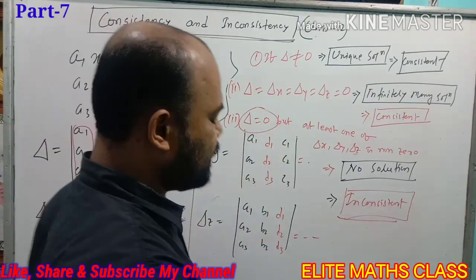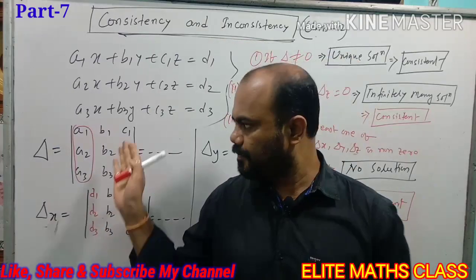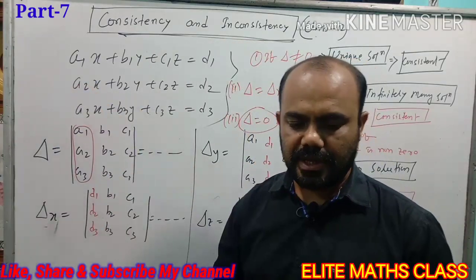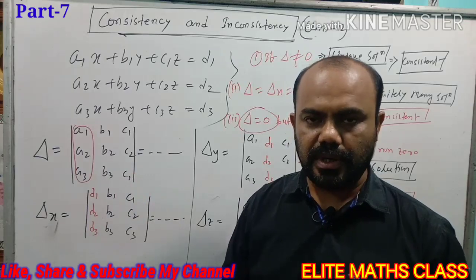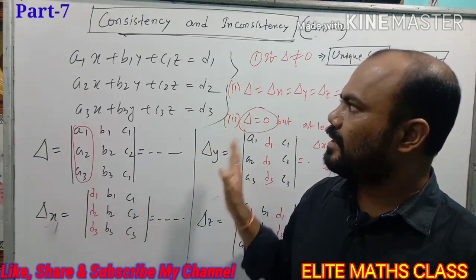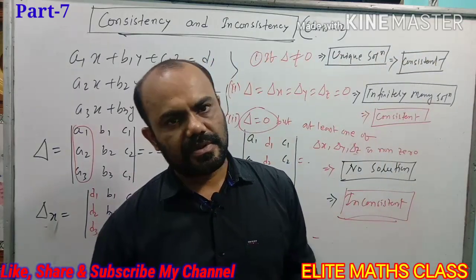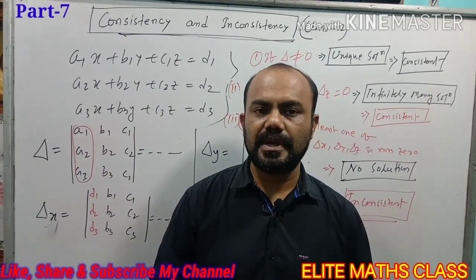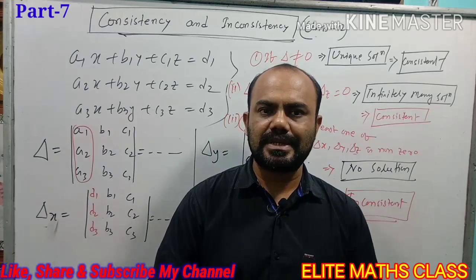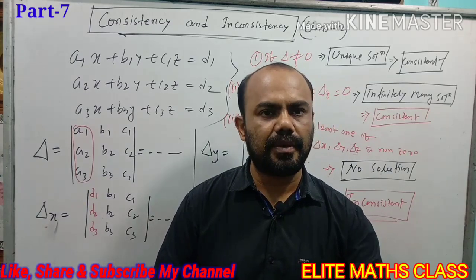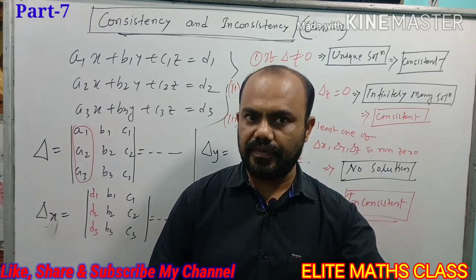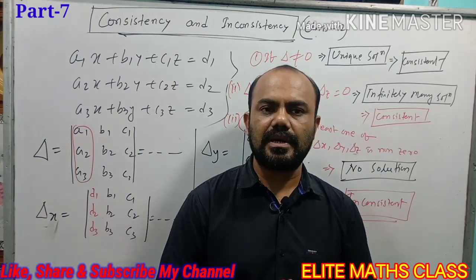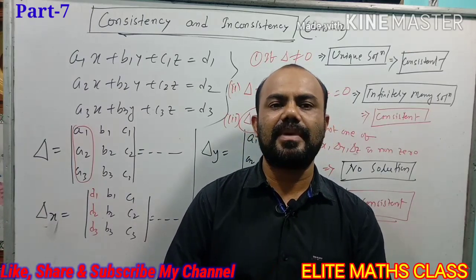You can try an example using these conditions, as I have shown for a system of two variables. You can check the consistency and inconsistency of a system of linear equations. Hope the concept is clear. What is consistency? Consistency means the system has a solution, either unique or infinite. What is inconsistency? Inconsistency means the system has no solution.